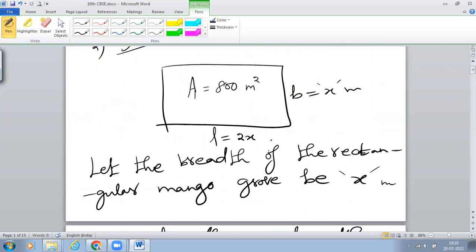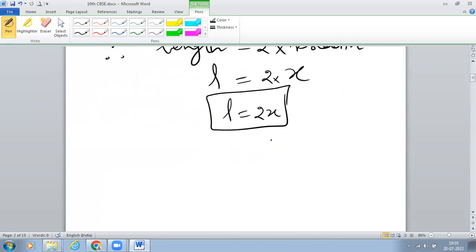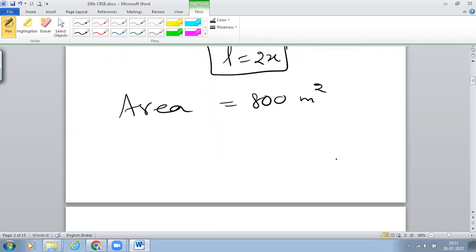Now what you have to do is use the given data, that is the area. What is the value of area given here? 800 meters square. Now, what is the formula for finding the area of the rectangle? Because this is in the shape of a rectangle. Length into breadth, L into B is equal to 800. Is it correct? Are you able to understand this? Yes, sir. In the place of area, I'm writing L into B because the formula for finding the area is L into B.